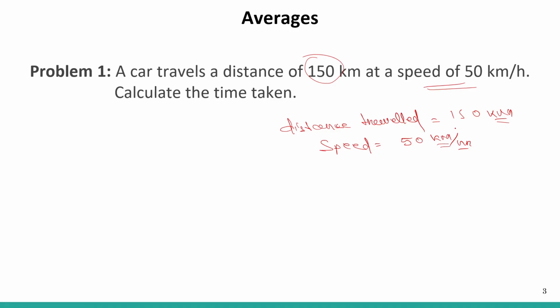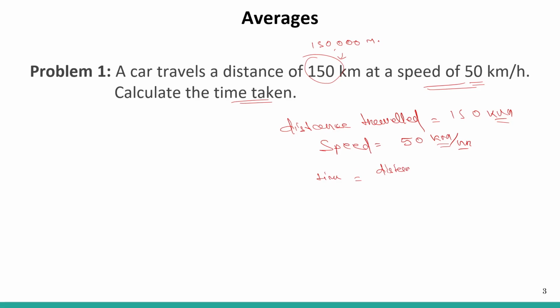If it would have been given to you that the distance traveled by the car was 150,000 meter, and the speed of the car is 50 kilometer per hour, then to find the time taken you must convert one into the other. Since we are using kilometer in speed, the distance must be in kilometer. So the distance in kilometer will be 150 kilometer, right?